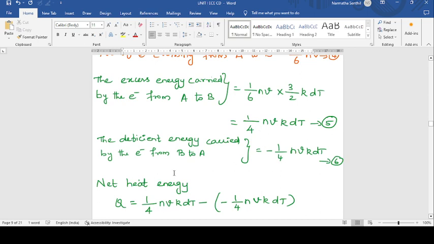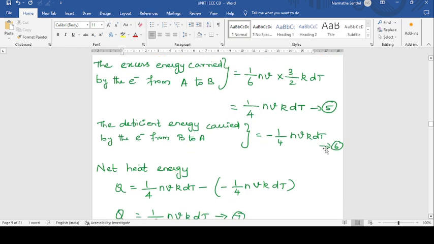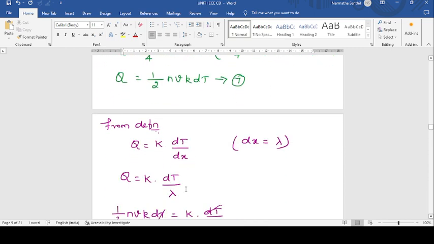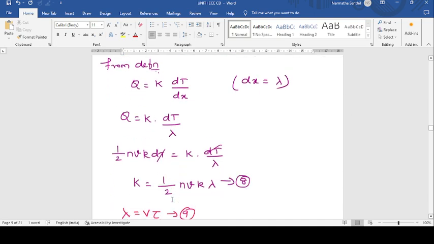Next we have to calculate the net heat energy. We have to add these two equations, 5 and 6. So 1 by 4 n v k dT minus, sorry, we have to subtract; I told you add. Subtracting these two equations, minus into minus gives plus. When you combine these two, you get the net heat energy Q is equal to 1 by 2 n v k dT. From definition, we know that Q is equal to K dT by dx. Here we have taken the length as lambda, so Q is equal to K dT by lambda.